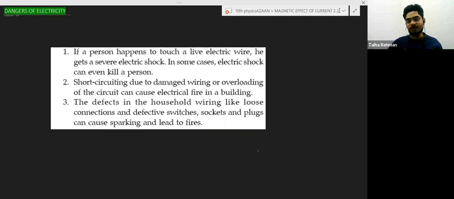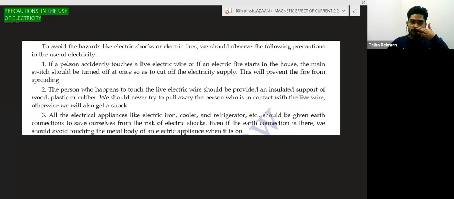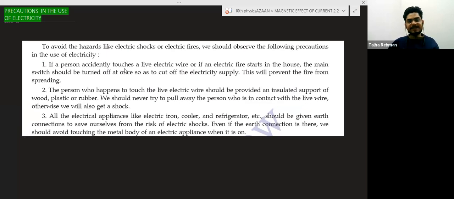Now, precautions in the use of the electricity. So if a person accidentally touches a live electric wire, or if an electric fire starts in the house, the main switch should be turned off at once so as to cut off electricity supply. This will prevent the fire from spreading. So this is very easy to understand.